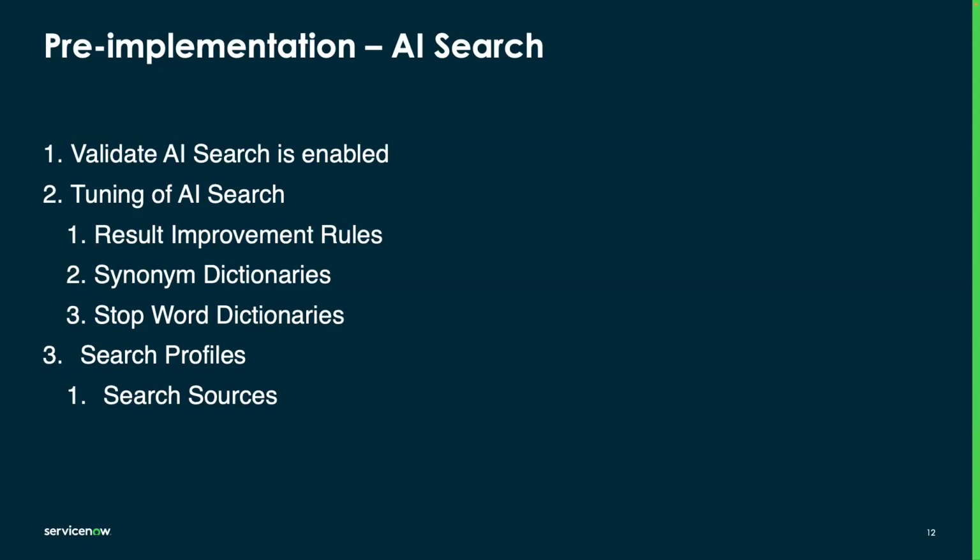And then our last topic we'll talk about specific to AI search are the search profiles. So we have our search sources. What do we want to be able to return to users? Do we want all of our knowledge bases? Do we want certain knowledge bases when we're talking about Now Assist for AI search? Do we want to include all? Do we want to have specific knowledge bases? Do we want to have specific catalog items?